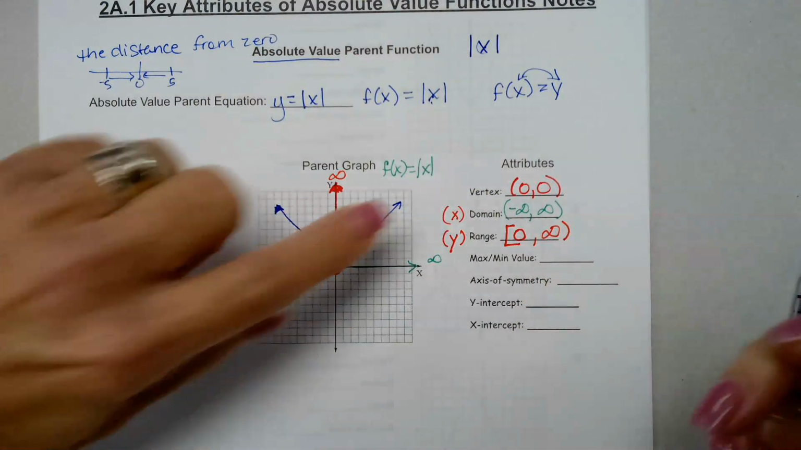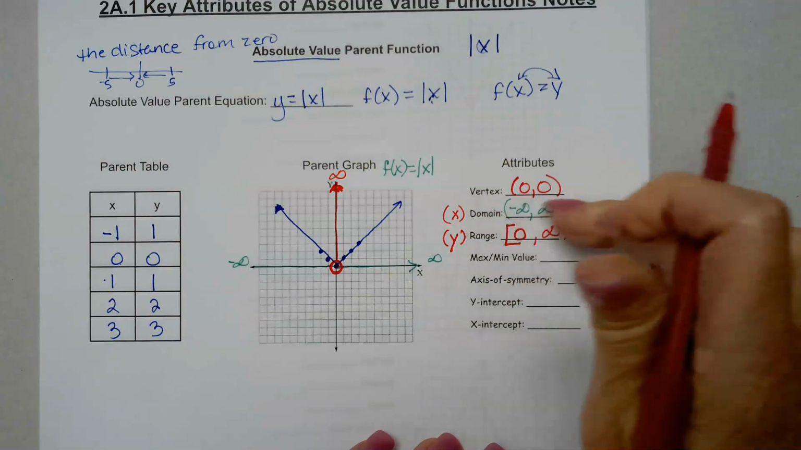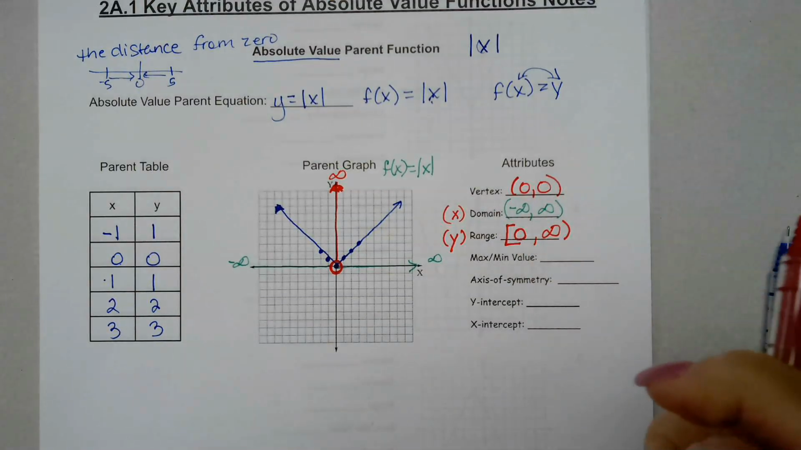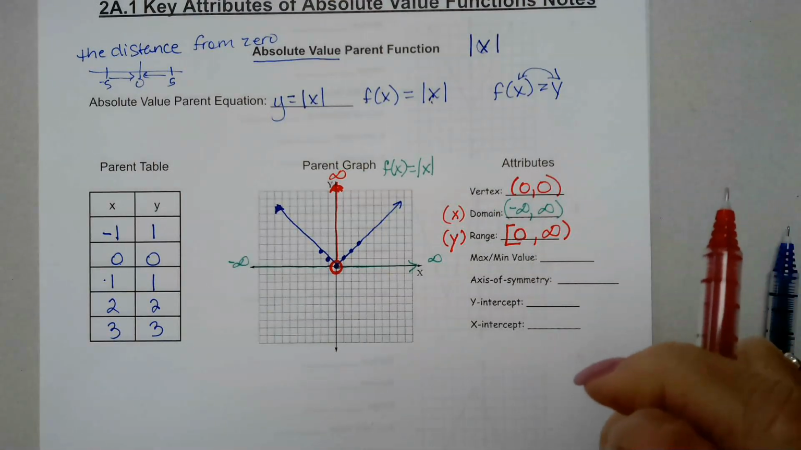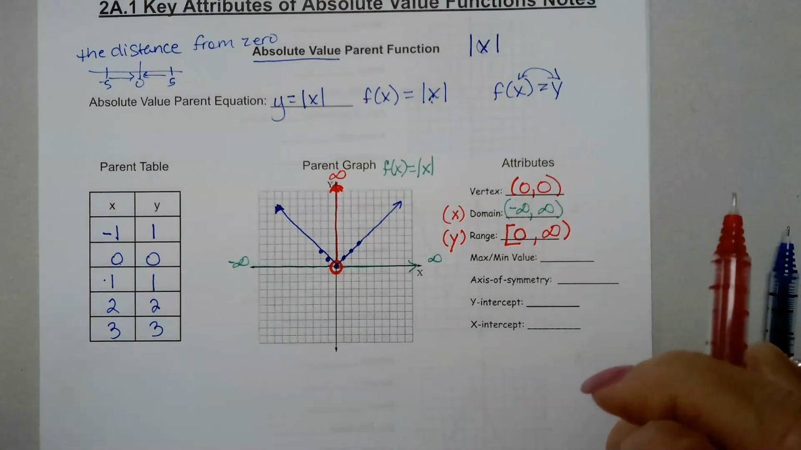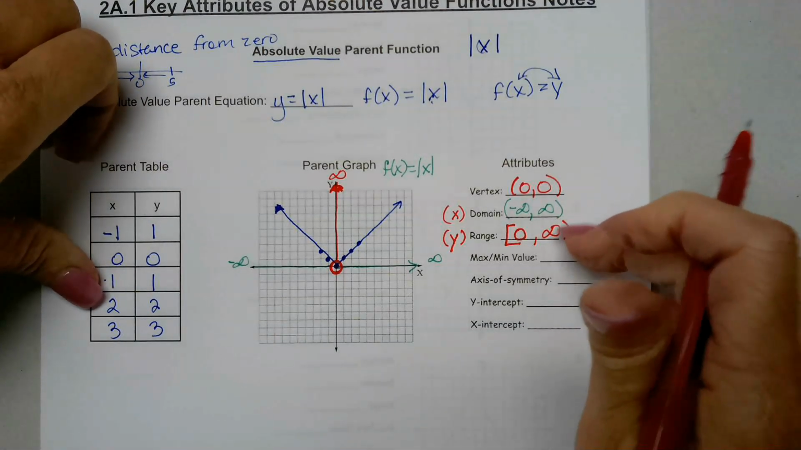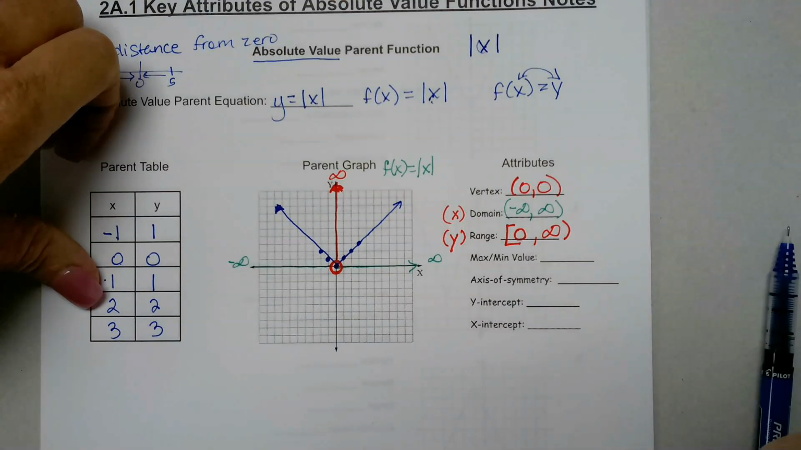I put parentheses. Notice parentheses around my infinities. Infinity isn't a valid number. It's a destination. It's something we're approaching, but we never reach. So you never put brackets. You always put parentheses around it.